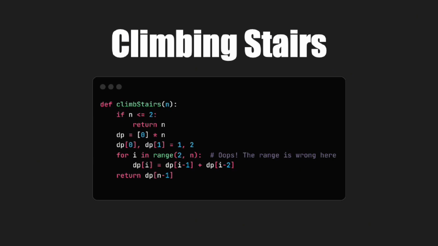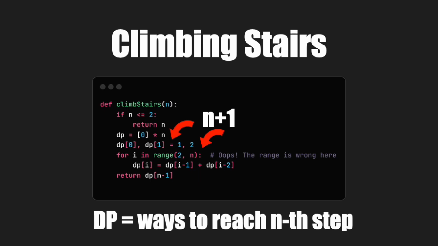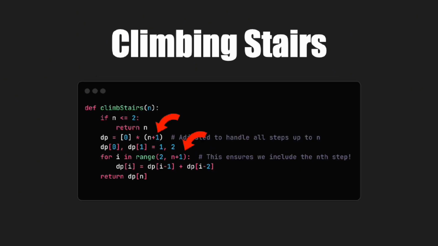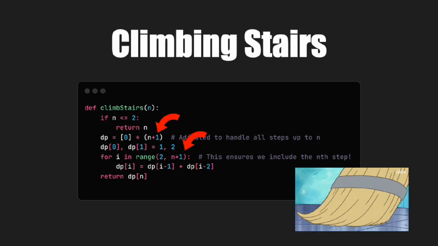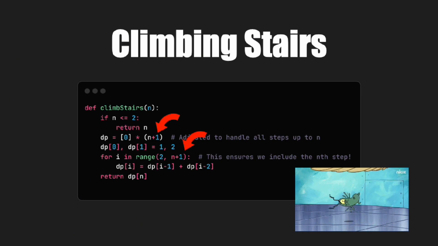The loop goes from 2 to n, but it should actually go from 2 to n plus 1. Why? Because the array dp is supposed to hold all the values up to and including the number of ways to reach the n-th step, and the dp array is of size n plus 1. By fixing the loop to go from 2 to n plus 1, we ensure that the final step, dp[n], is calculated correctly. This small change prevents an off-by-one error from sneaking in and returning an incomplete result.